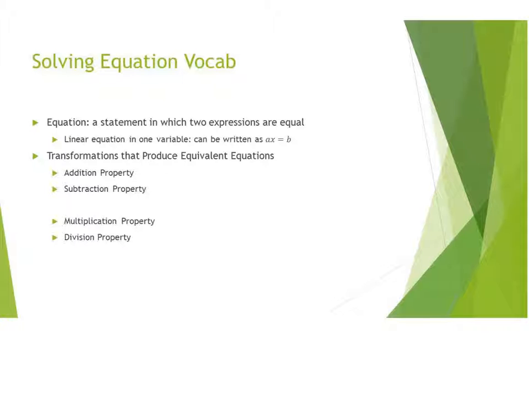Last time we were talking about expressions. If you put an equal sign between two expressions, then what you have is an equation. It might be something like 3x plus 2 equals 7. Anything that has an equal sign is now officially an equation.